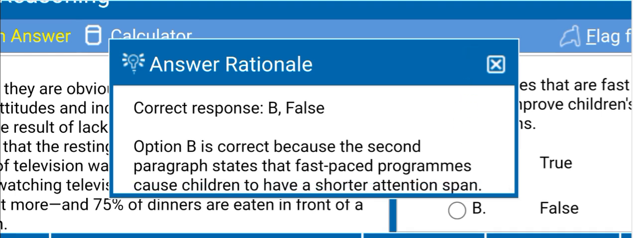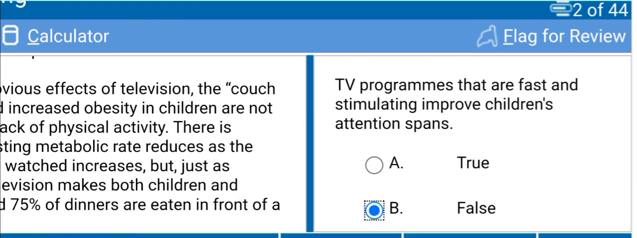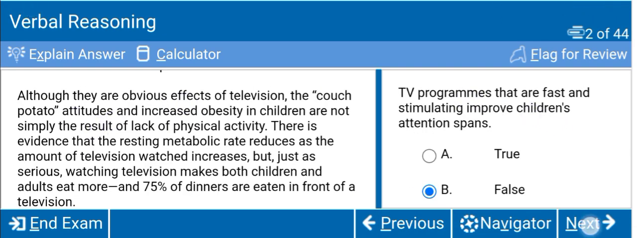Option B is correct because the second paragraph states that fast-paced programs cause children to have a shorter attention span. Because of this, our option B, which is false, is correct. Okay, now we have the next question, which is question number 3.